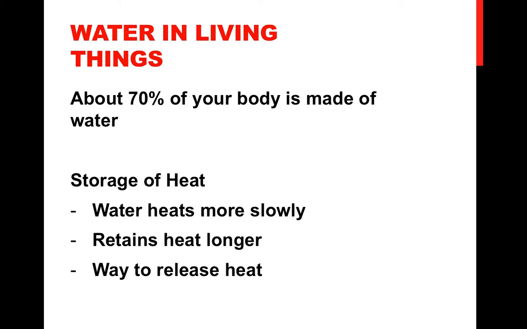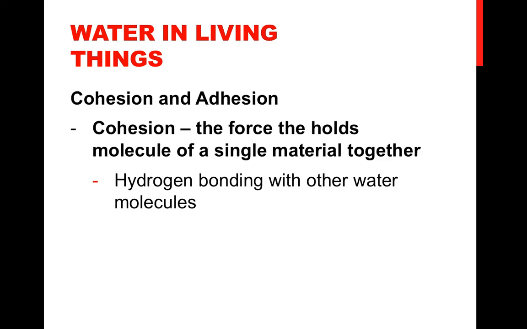What am I talking about? A way to release heat. Sweat. You release heat through sweat. So that's an important thing. We've got to be able to get rid of heat in our body so we don't overheat. Remember homeostasis and keeping our body temperatures about the same? This is where that comes in.